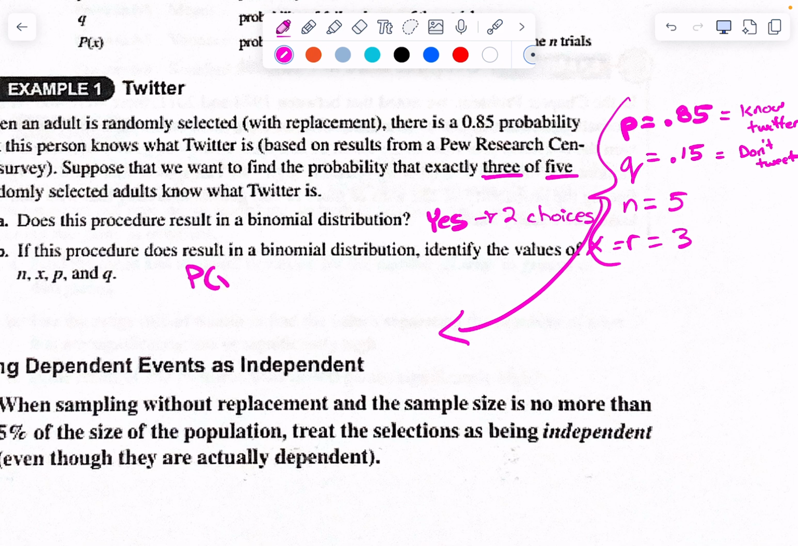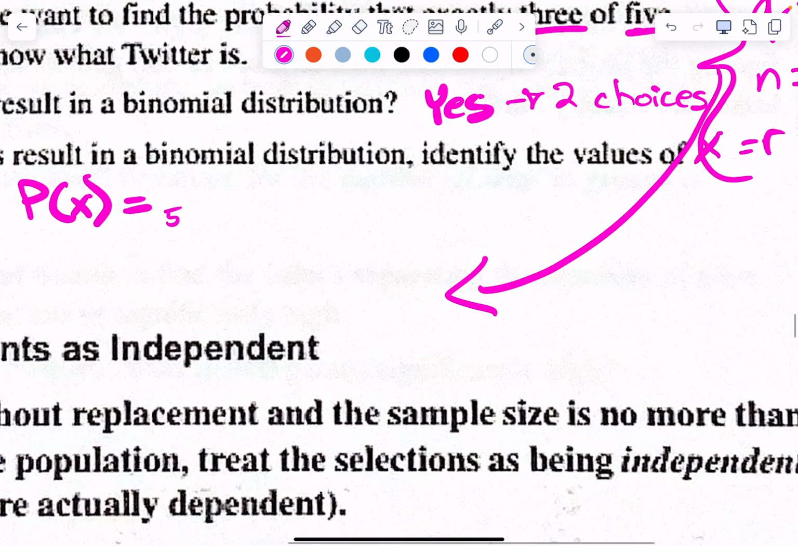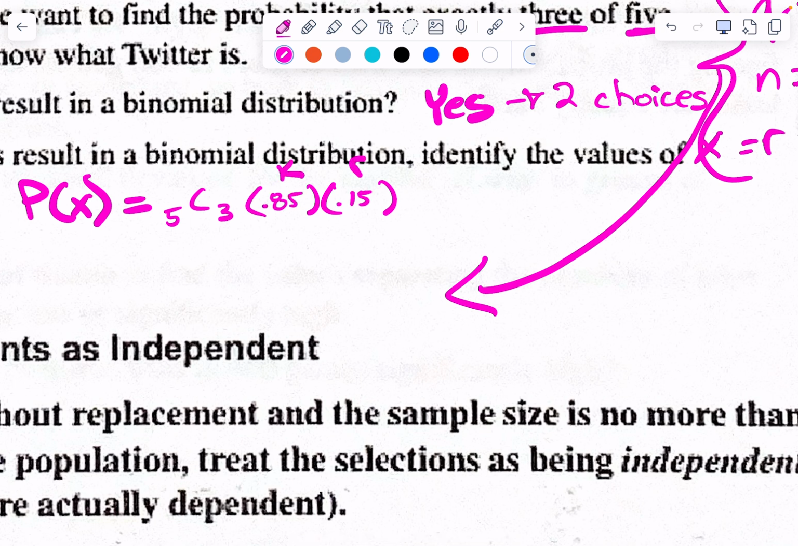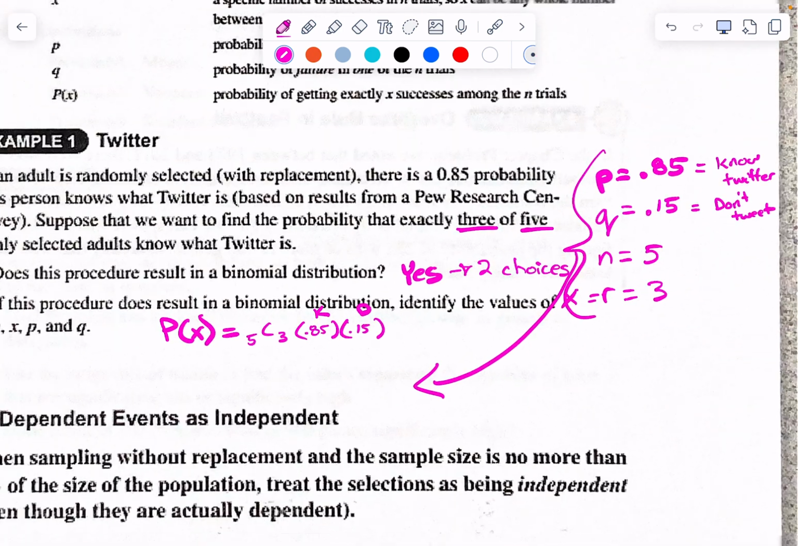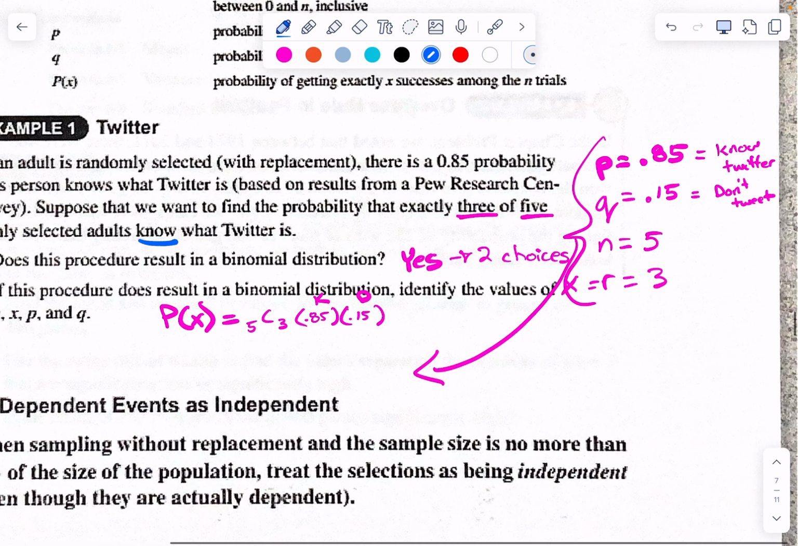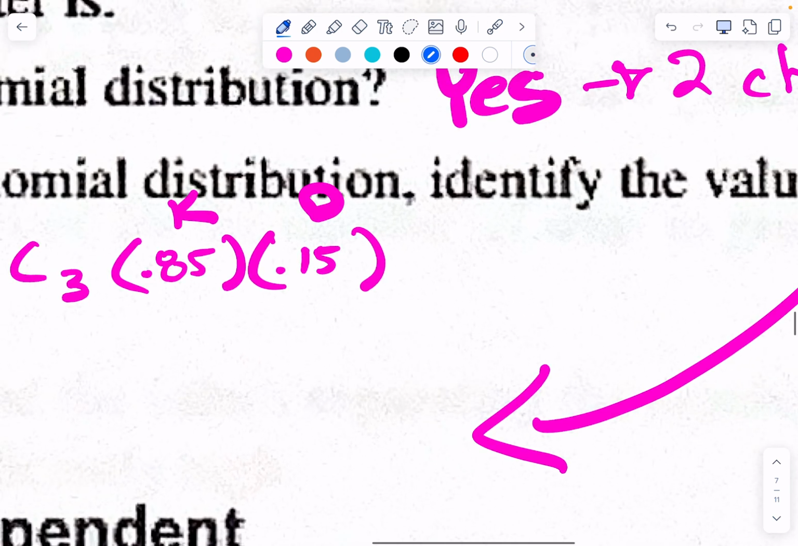Let's do the formula. P of X is the probability. We go 5C3. And then I'm going to put my P and my Q, and figure out what probability it is. So 0.85 and 0.15. This is no Twitter. This is don't know Twitter, okay? I need to figure out the exponents. So I want to know exactly 3 of them know Twitter. Does the 3 go on the 0.85 or the 0.15? 0.85. Then what goes on the 0.15? 2. Do we see how that works? Yep. I can figure out which one goes where.